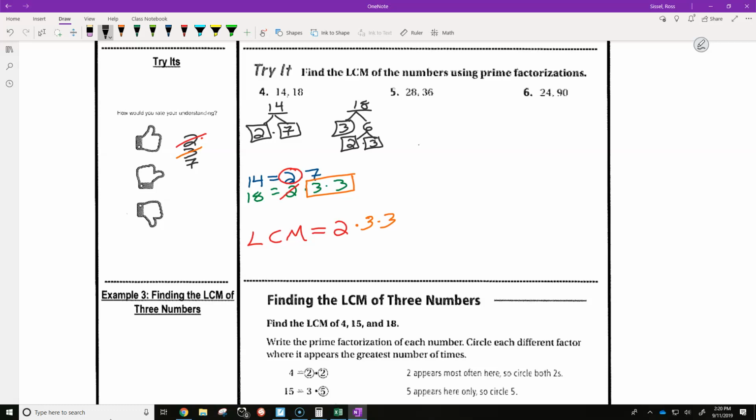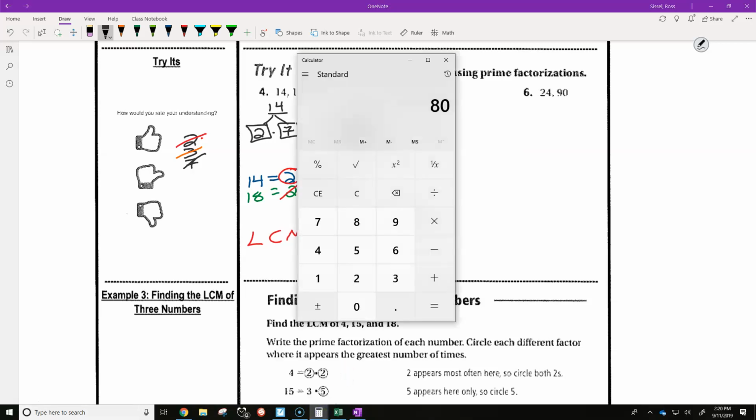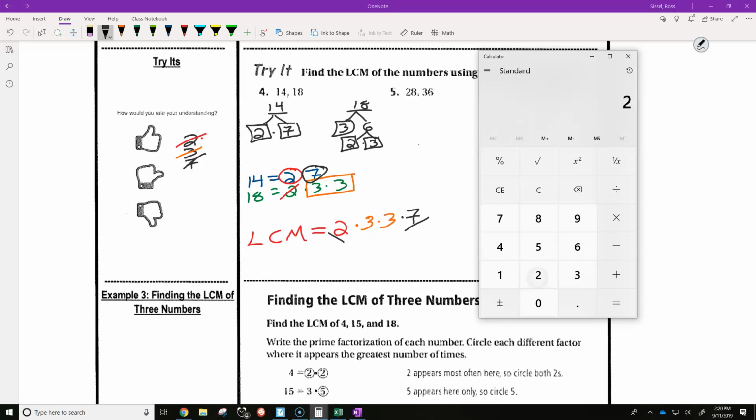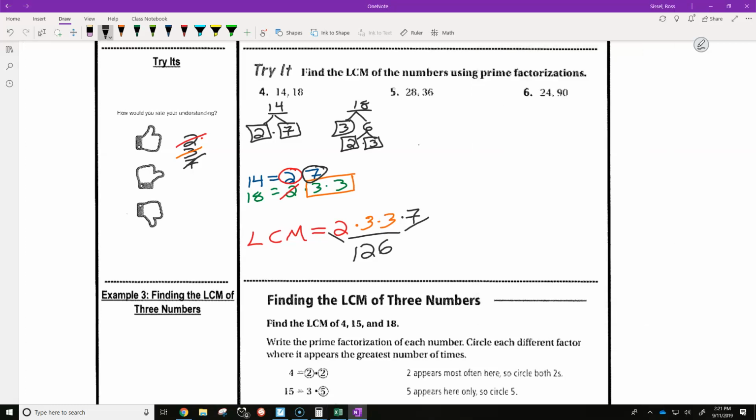Which one had more 7's, the 14 or the 18? How many were in 14? So I put that in my least common multiple. I'm done with the 7. Now that I've identified all my prime numbers, we multiply. If I use my calculator to help, I could simply write 2 times 3 times 3 times 7. 126. The first common number is 126.